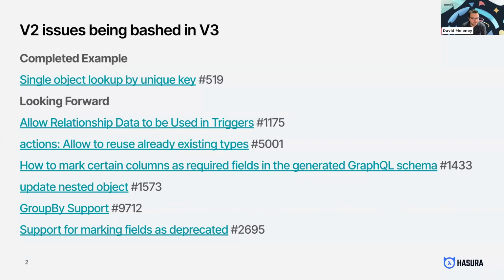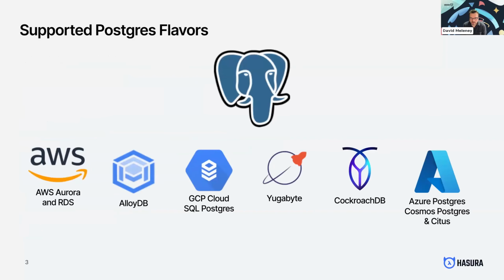Please add your thoughts. Group by support is another one that we're looking to add in V3 at some point in the future, and we already have an RFC that describes how we thought about solving that. And then other GraphQL features like deprecating fields. So please continue to be active in the community, add your thoughts to these chats here, and we'll put them on the backlog and let you know when we think they're going to be coming as we release V3.